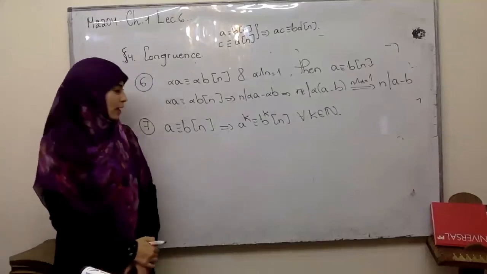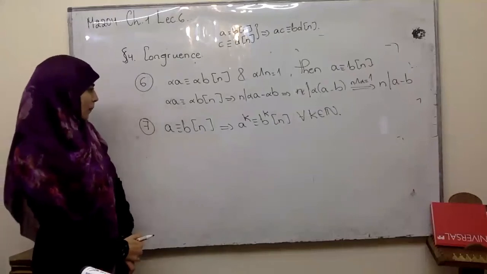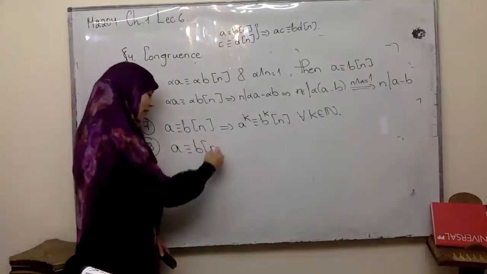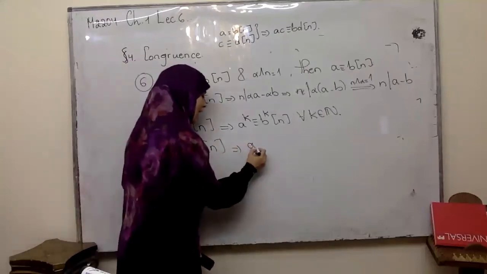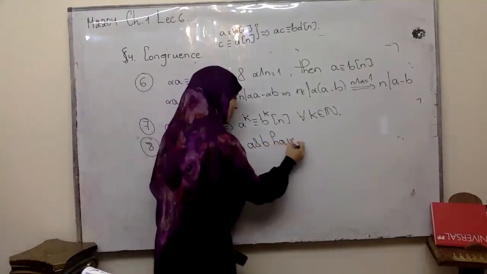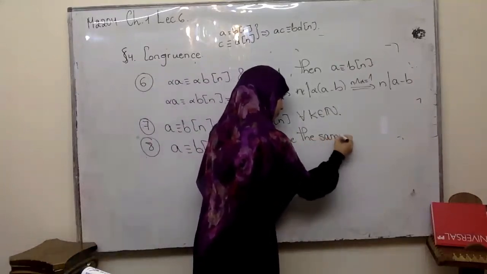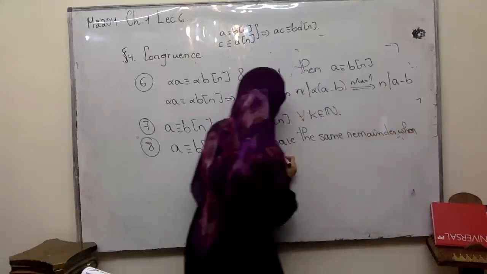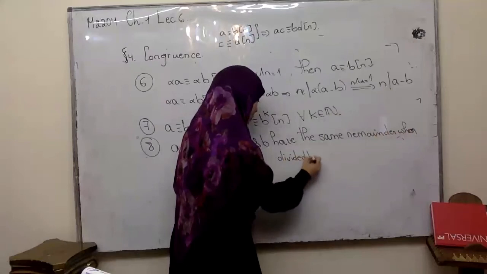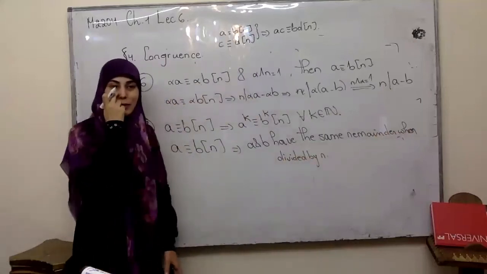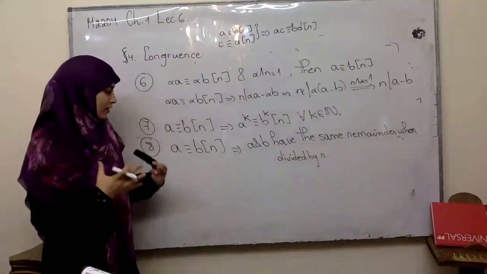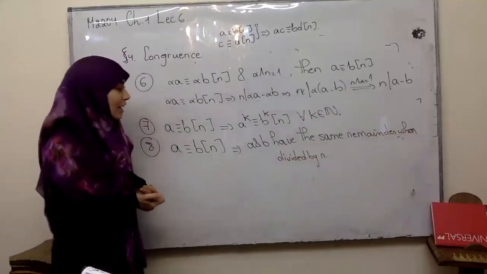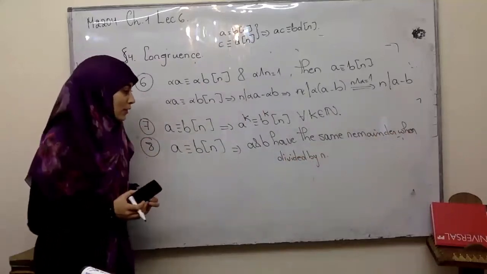What else can we gather about the congruence properties? Yes, we can also say that if A is congruent to B modulo N, then this implies that A and B have the same remainder when divided by N. If I have two numbers whose subtraction is divisible by N, then A and B have the same remainder when divided by N.